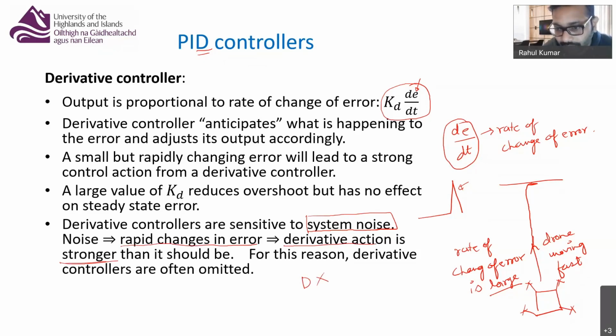So basically the combinations of P, I and D which you can get are: you can either have only a proportional controller, or you can have a PI controller, proportional along with integral, or you can have all three of them, P, I and D. So only these three types of controller or modes we can use. Okay.